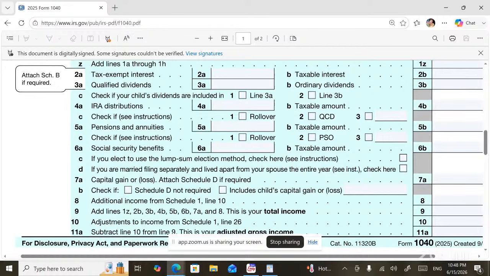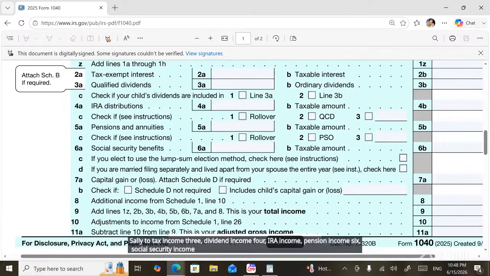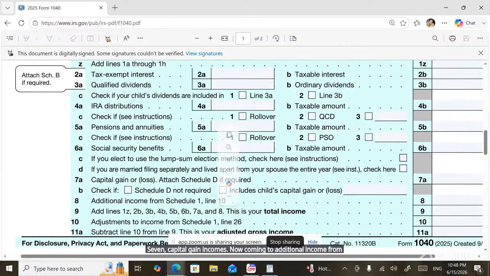Coming to 1, 2, 3, 4, all these are the various types of incomes: 1, salaries; 2, tax income; 3, dividend income; 4, IRA income; 5, pension income; 6, social security income; 7, capital gain incomes. Now coming to additional income from schedule number 1. 9 is nothing but the total of all the above incomes. Again, coming to line number 10, adjustments to income from schedule 1.